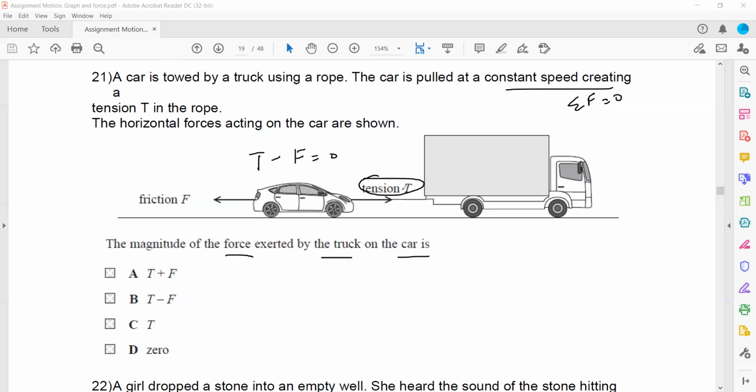So what is the magnitude of the force exerted by the truck? If the truck is applying a 30 Newton force, that is the tension in the rope. The friction tries to oppose the motion, so friction will be 30 as well. The resultant on the car will be 0. But the question was the force exerted by the truck. So the force exerted by the truck is equal to the tension. Is it clear, this question?